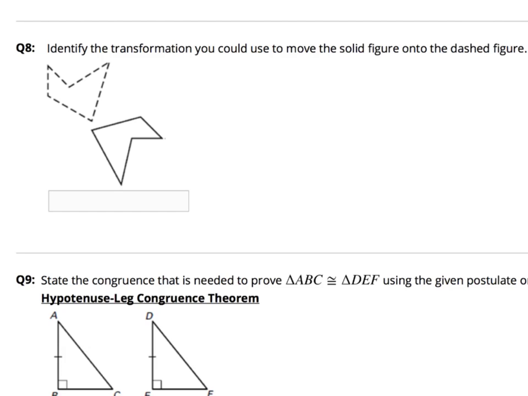Question number 8, just like the previous question, we are going from the solid figure to the dotted figure. So again, your choices were reflection, a translation, which is just a slide, remember, a rotation, which is where it's turned. So one of those three.